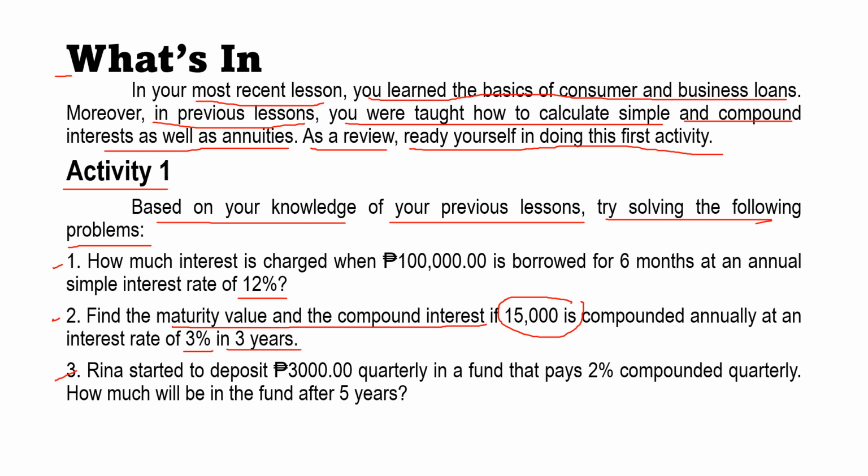And for number three, Rina started to deposit 3,000 pesos quarterly in a fund that pays 2% compounded quarterly. How much will be in the fund after 5 years?